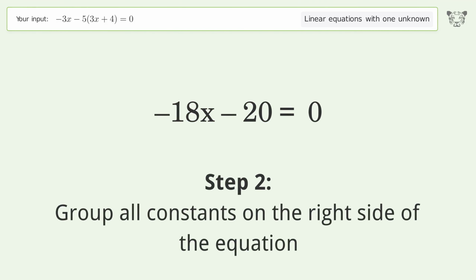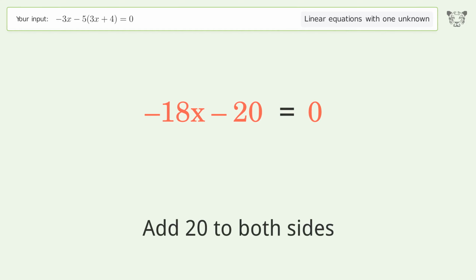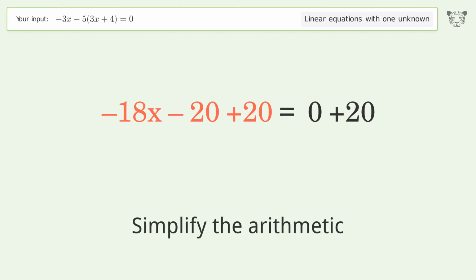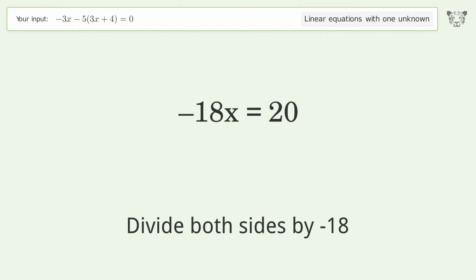Group all constants on the right side of the equation. Add 20 to both sides. Simplify the arithmetic. Isolate the x. Divide both sides by -18.